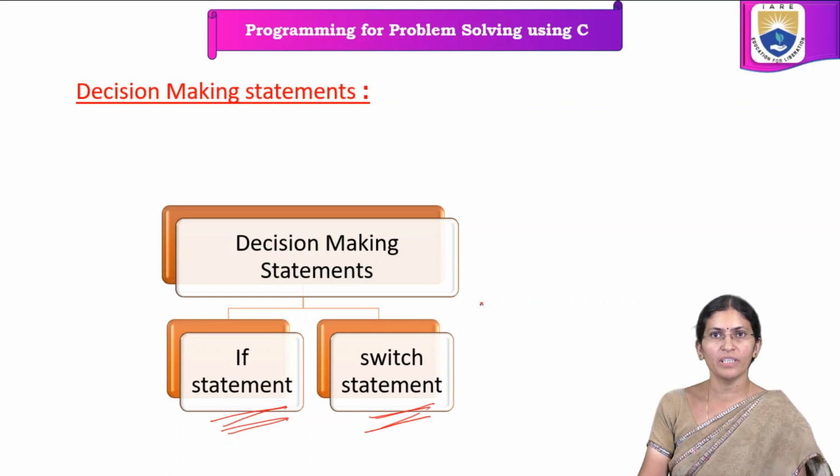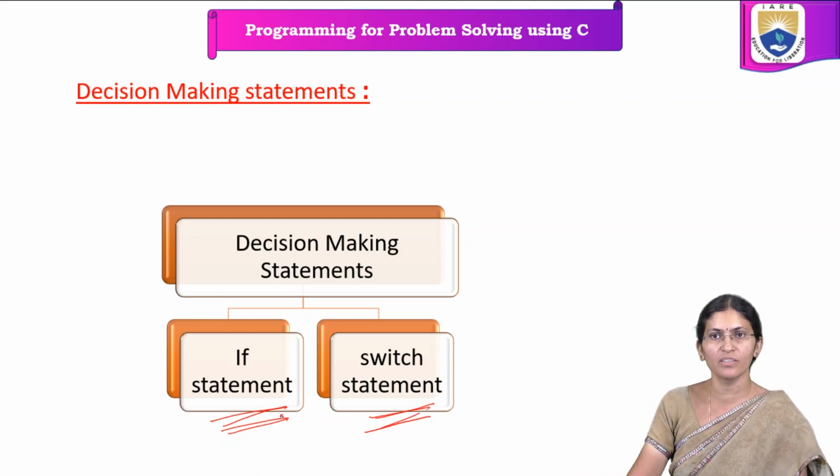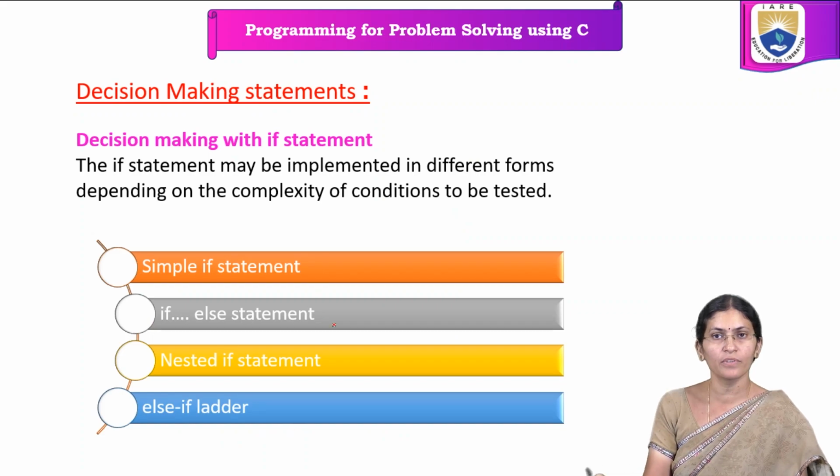So what are decision making statements? Decision making statements are used in a C program to alter the flow of execution of the program. If the program involves some decision making, there we use these different types of statements, the if statement and the switch statement. Depending upon the complexity of the problem to be solved, we use different forms of if statements.